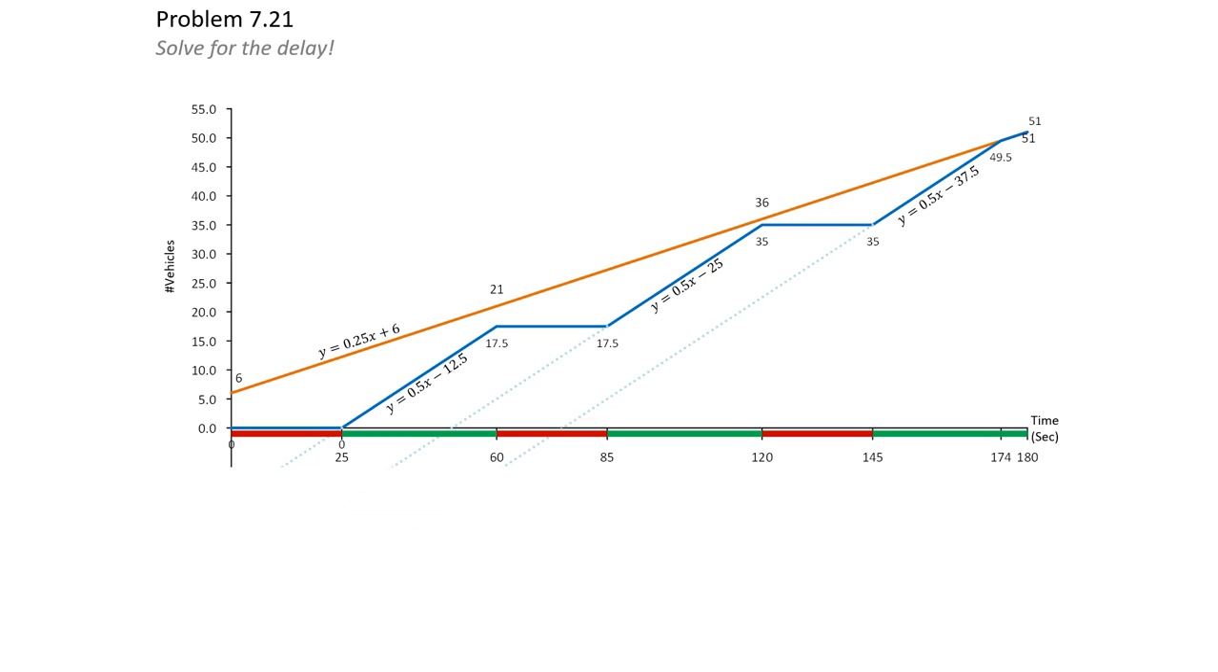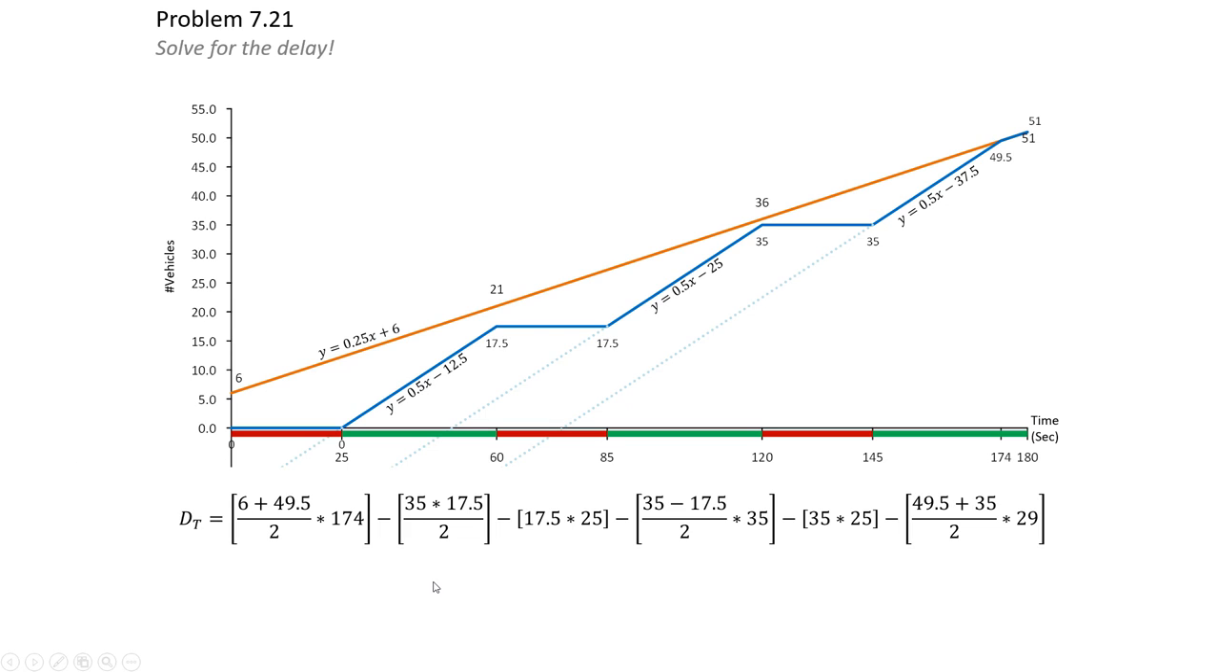Well, now how much delay has occurred, right? And as you remember, the area between these two curves is our delay, so we can calculate that, right? And here's the calculation for it. So first off, we take from this orange line, we do like a trapezoid, right? So we average out the start and the end point. 49.5 is where it ended, 6 is where it started. Take a half of that, and then we take that total time underneath, 174 seconds. So we start out with this trapezoid, right? And so that's that whole area.